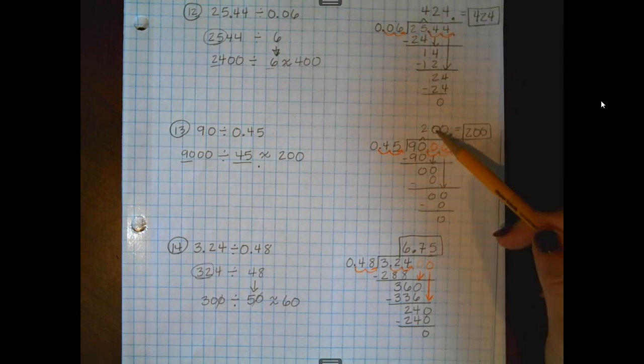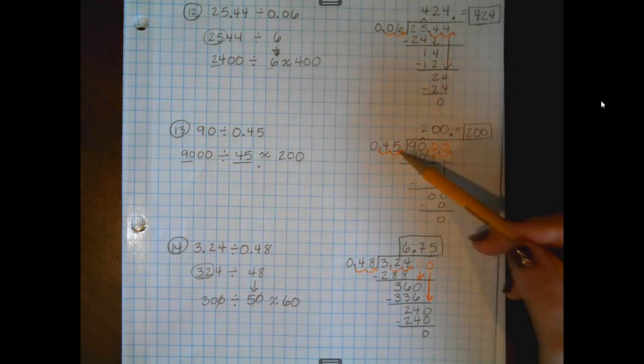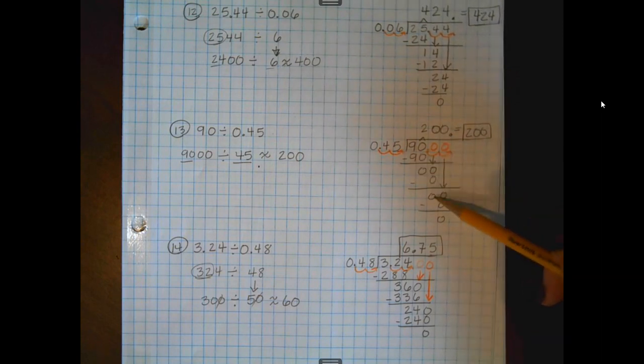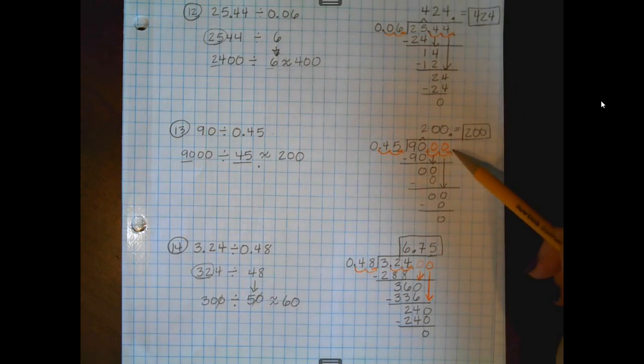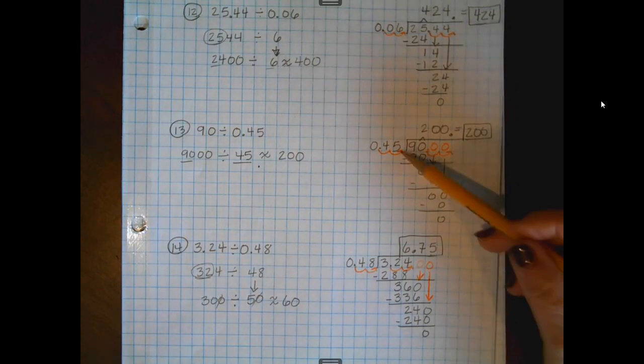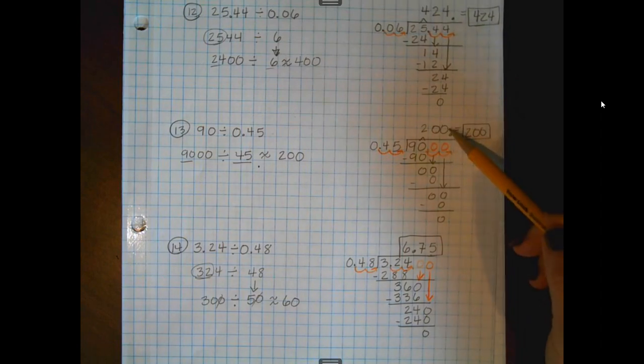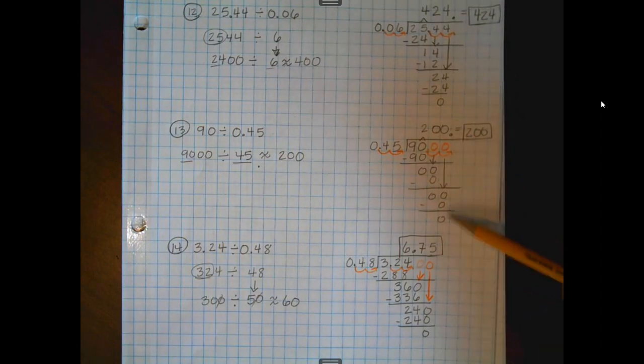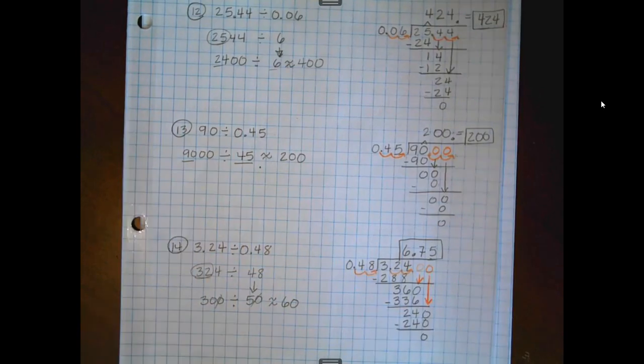45 goes into 0 0 times. 0 times 45 is 0. I subtract and get 0, but I have this last annex 0 that needs to come down and be divided into. 45 goes into that 0, 0 times. 0 times 45 is 0. I am done right there. And there it is for 200, same as my estimate.